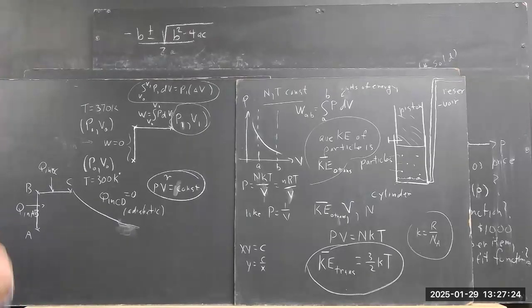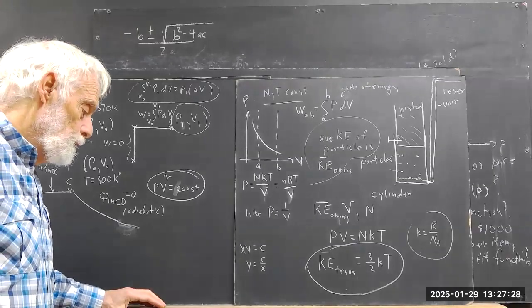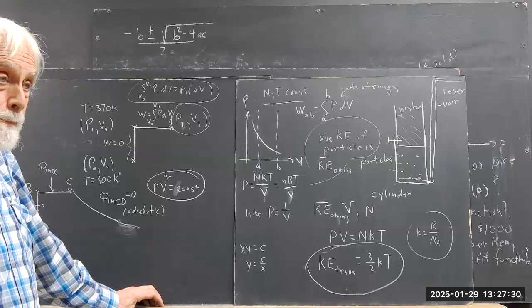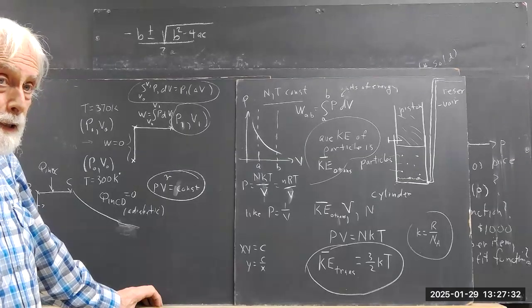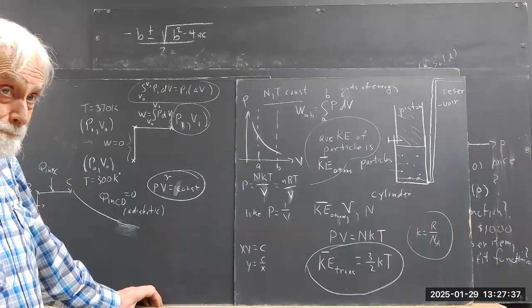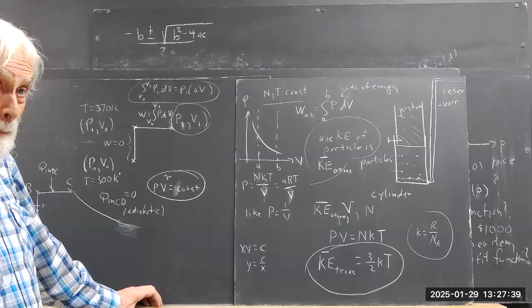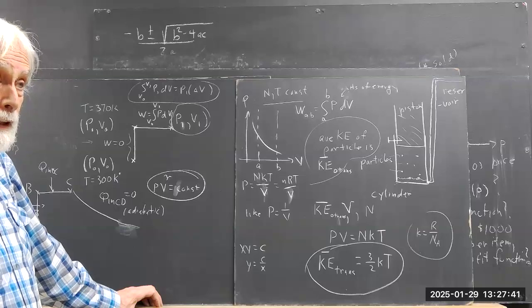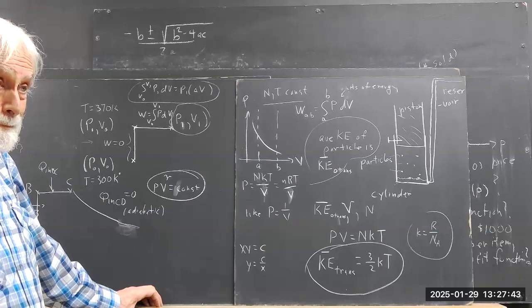For gamma, if you got air, it's about 1.4. If you got a monatomic gas like argon or something, it's like 1.67. Okay, simple fraction, 7/5 or 5/3.